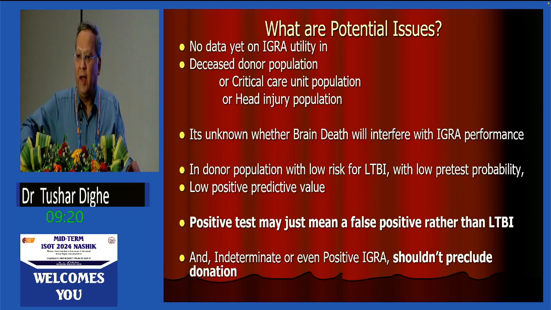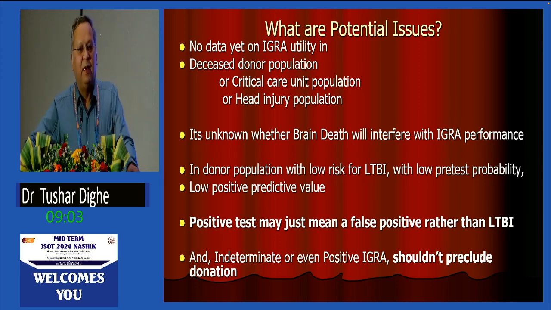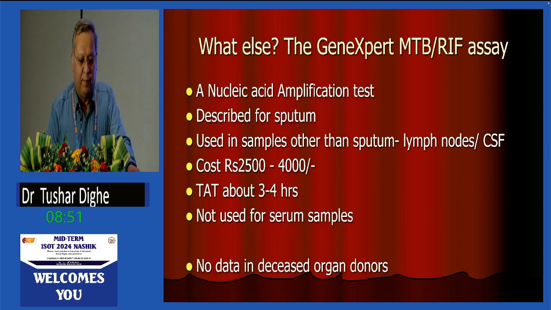There is no data on IGRA utility in the deceased donor population or similar populations like critical care or head injury patients. It is unknown whether brain death will interfere with IGRA performance. In a donor population with low risk of latent tuberculosis and low pretest probability, it has a very low positive predictive value, which means a positive test may just be a false positive rather than latent tubercular infection. Indeterminate or even positive IGRA shouldn't preclude donation.